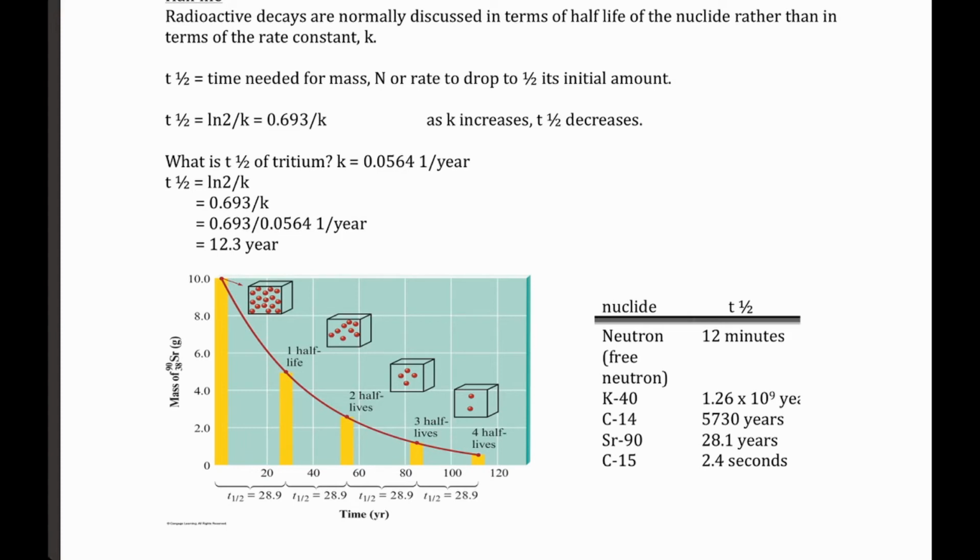Potassium-40, we see its value, 1.26 times 10 to the 9th, that should have said years. Carbon-14, the one used in carbon dating, its half-life is 5730 years.